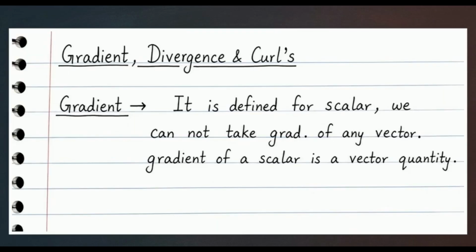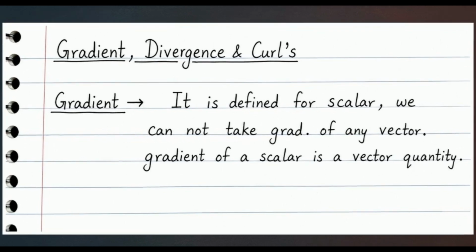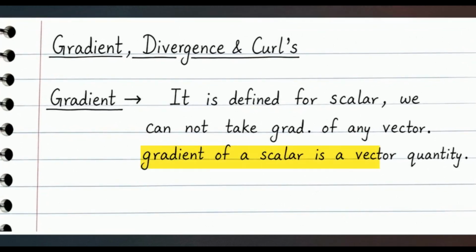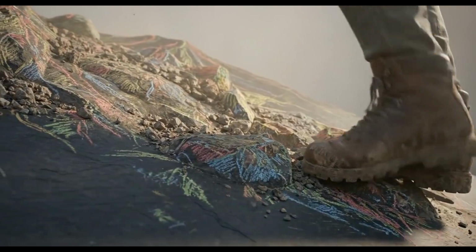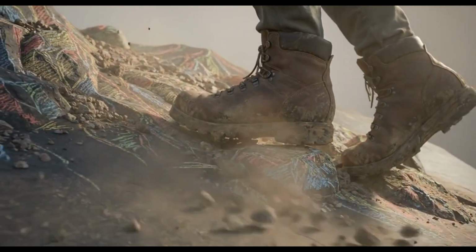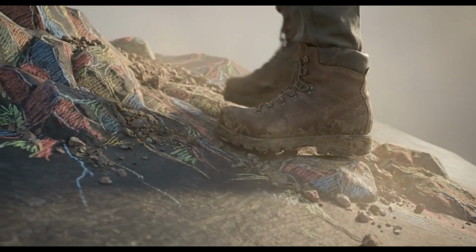Looking at these physics notes, you can see this is exactly how it is taught in the classroom. The text clearly states you can only take the gradient of a scalar, and the result is always a vector quantity. So whenever you hear the word gradient, you don't need to panic about the math. Just think about climbing the steepest slope.